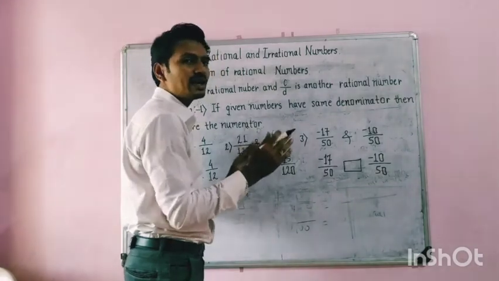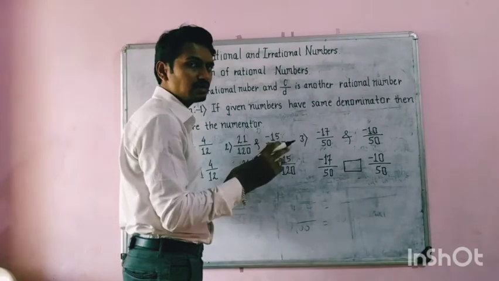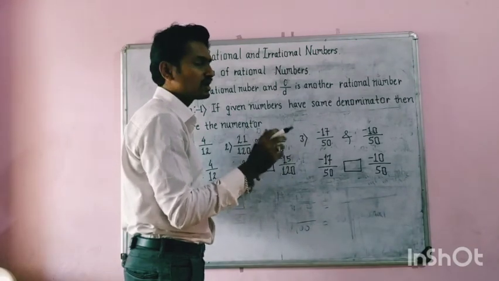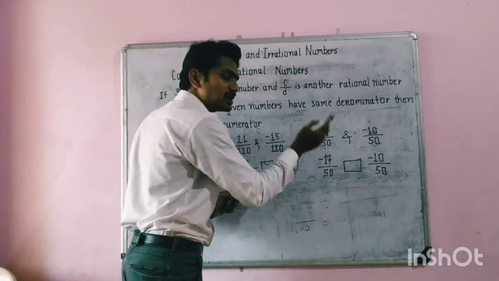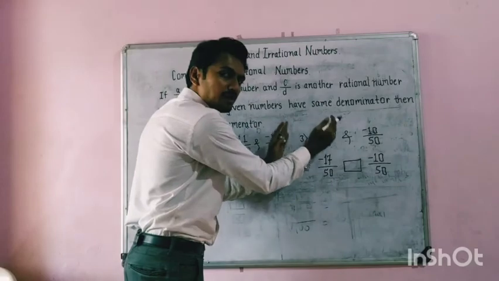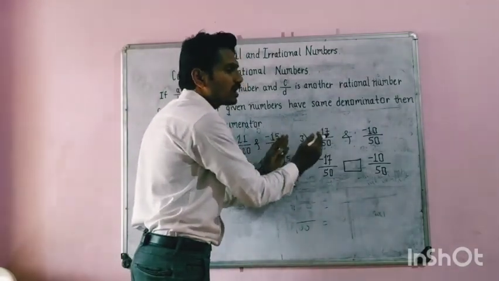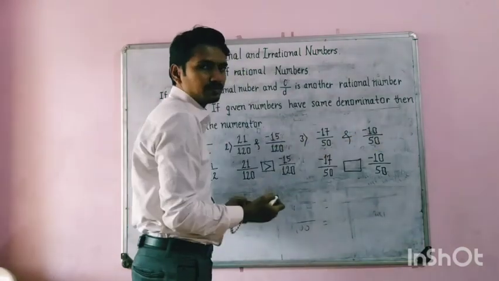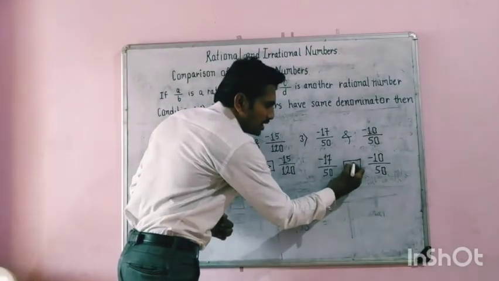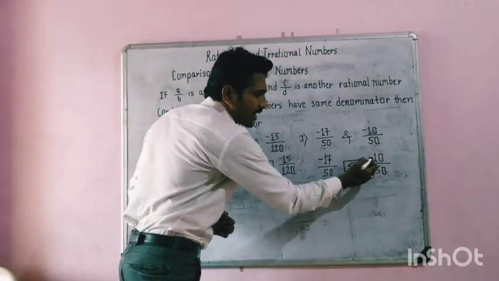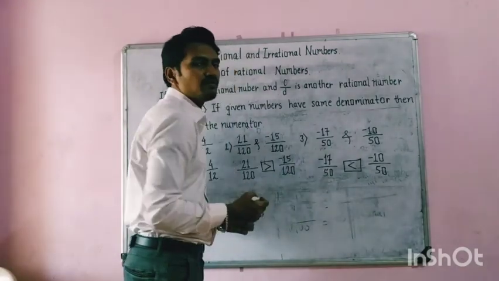If both the numbers are negative, then the number that appears smaller is in reality greater than the bigger-looking number. So negative 17 is a smaller number. It appears big, but it is not a bigger number. It is a smaller number than negative 10. It just appears greater. So negative 10 by 50 is greater than negative 70 by 50.